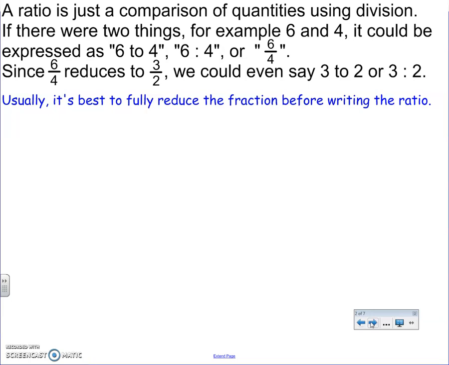So a ratio is just a comparison of quantities using division. If there were two things, for example, 6 and 4, it could be expressed as 6 to 4, 6 to 4 with a colon in the middle, or 6 over 4. Now, since 6 over 4 reduces to 3 over 2, 3 halves, we could even say 3 to 2, or the ratio 3:2. So usually it's best to fully reduce the fraction before even writing the ratio.